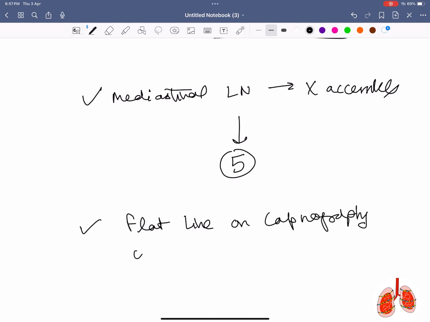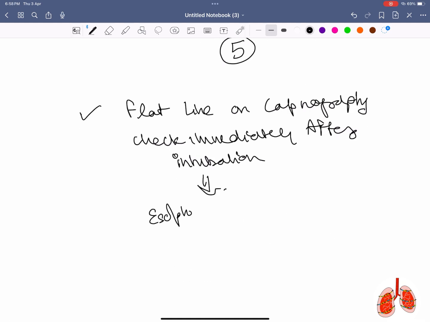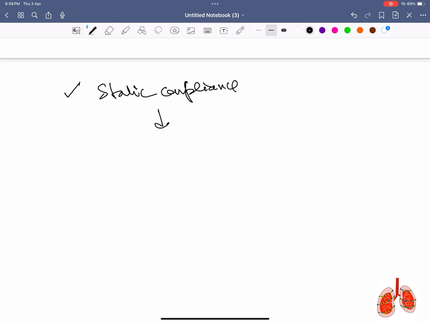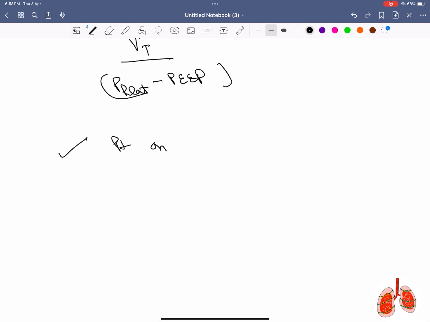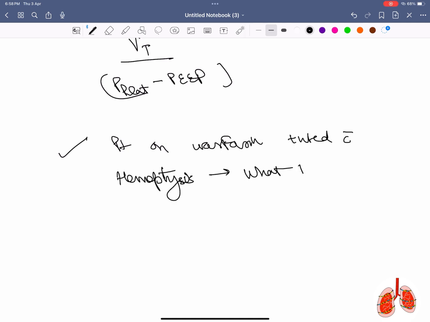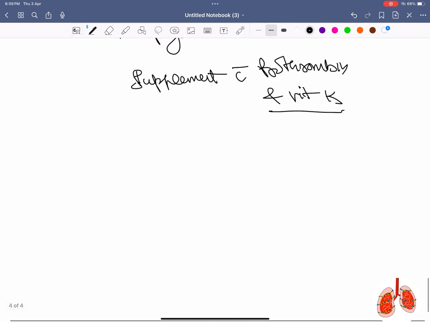Flat line on capnography immediately after intubation signifies that it is an esophageal intubation. Formula for static compliance is tidal volume upon P plat minus PEEP. Patient on warfarin presenting with hemoptysis, so we will supplement with prothrombin and vitamin K.